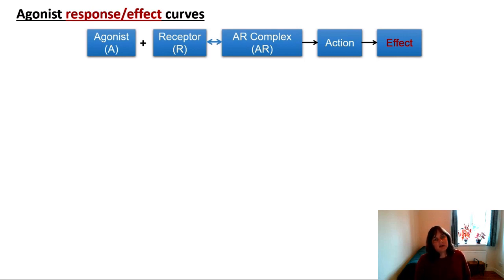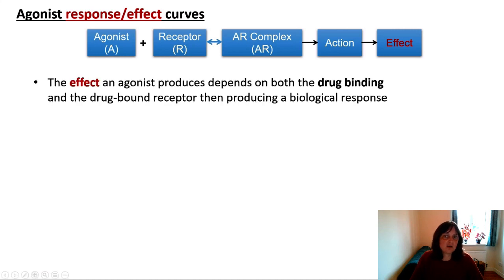I'm going to come back now to look at efficacy and potency. Rather than looking at the binding curves, we're going to look at agonist response curves, or agonist effect curves. I've taken the schematic here and shown it in a little more detail. We've got our agonist and receptor coming together to form that reversible complex, which then forms an intracellular action that causes the biological effect you're looking at.